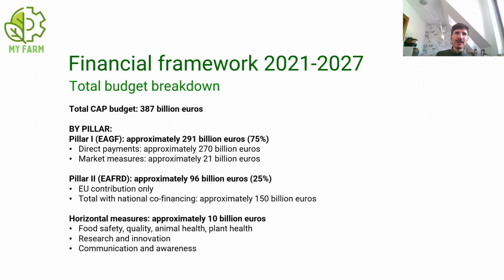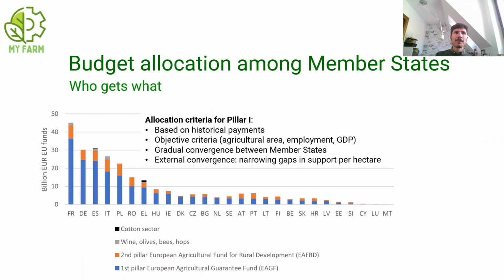In this final section, we will see the CAP budget in more detail. We have already seen the total budget breakdown. We have seen that 70 to 75% of the resources are dedicated to Pillar 1, while 25% of the resources are allocated to Pillar 2, so to rural development.